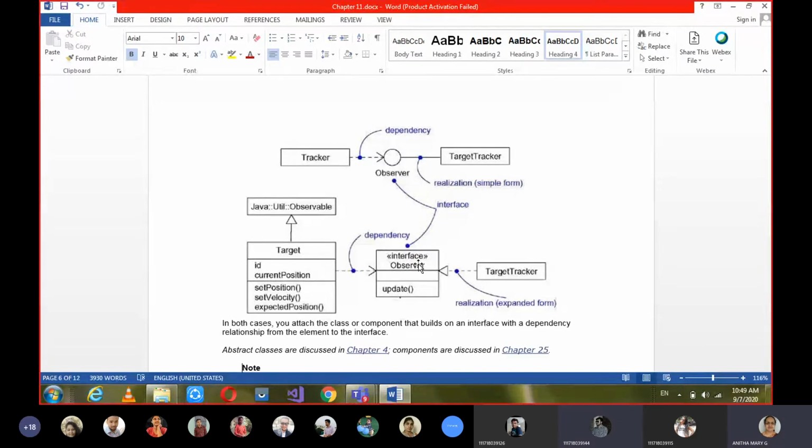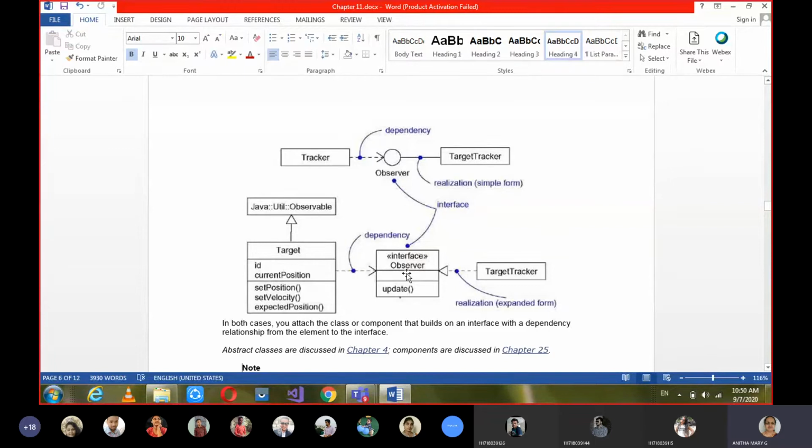How is the interface given in the first one and how is it given in the second one? Direct question I'm asking. In the second one, it is giving the operations and the interface name. That means it's only an expanded form of an interface, whereas the first one is the simple form. Observer is an interface here, and this is also an interface. Both are interfaces and mean the same.